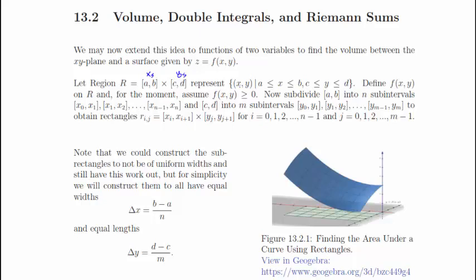Represent the set of x, y such that a is less than or equal to x is less than or equal to b, c is less than or equal to y is less than or equal to d. So define f of x, y on R, this rectangular region that we're talking about, and for the moment assume that f of x, y is greater than or equal to 0.